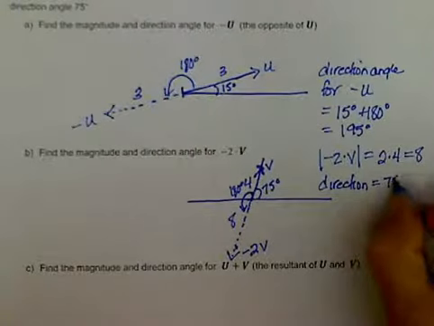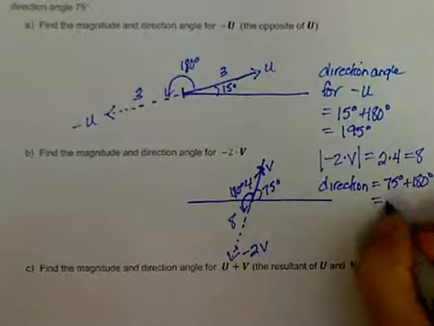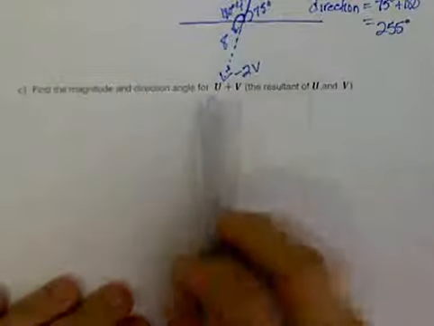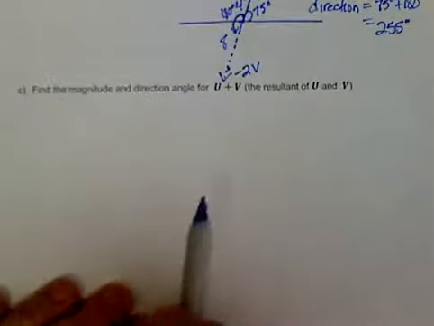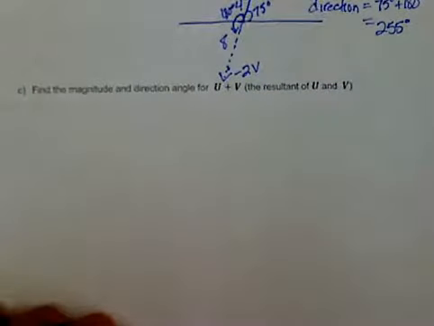So we would take 75 degrees plus 180 degrees. That gives us 255 degrees for that direction. Now let's look at the resultant of u and v, which would be the same as the vector u plus v. So this time we're going to have to draw both u and v together.